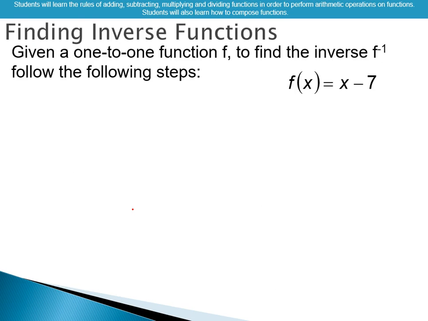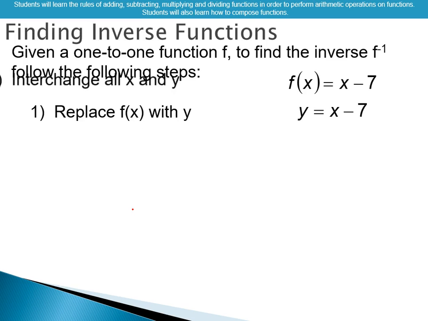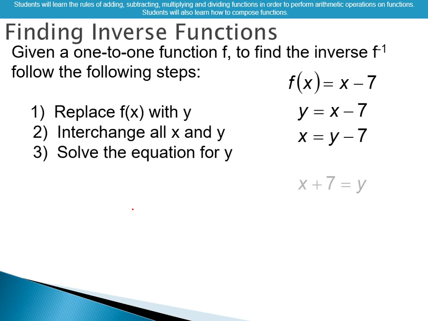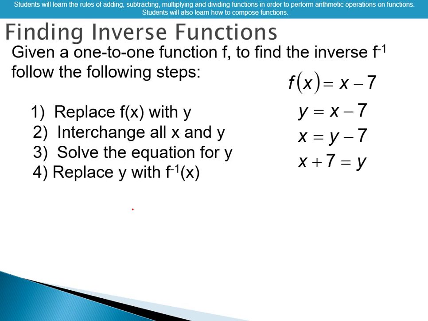Given a one-to-one function, find the inverse. Well, how do we find an inverse? Well, we just said in our definitions that when we write the inverse, the x and y switch. So what happens is we're going to replace f of x with y. Then we're going to switch the x and the y. And then we're going to solve for y. And then replace y with f inverse. So now we know that x minus 7 and x plus 7 are inverse functions.